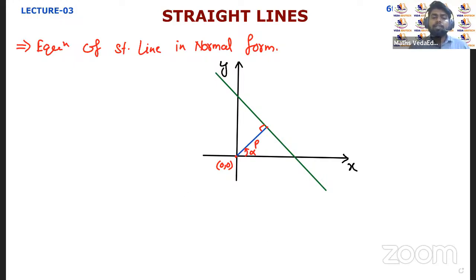Now, what is the equation of the straight line in normal form? It is x times cos alpha plus y times sin alpha equal to P. And P is the distance from the origin to this line. Now I am going to take one example, that is how to find the equation.